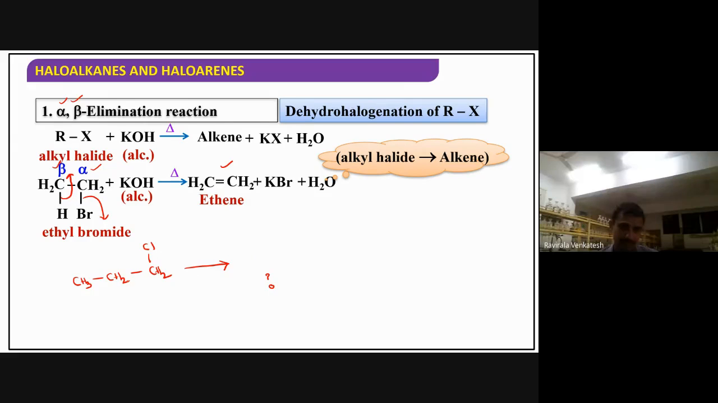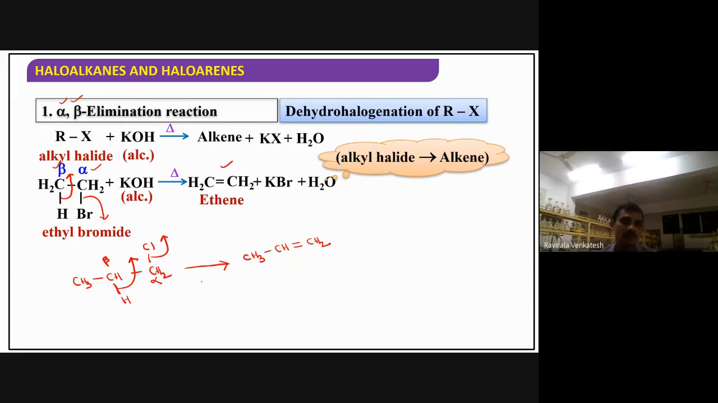First of all, you need to identify what is here. This is the alpha carbon. This one is the beta carbon. Now this bond will shift over here, and the Cl bond will break here. Now what are we going to get? CH3, CH, double bond, CH2. So the name is propene.